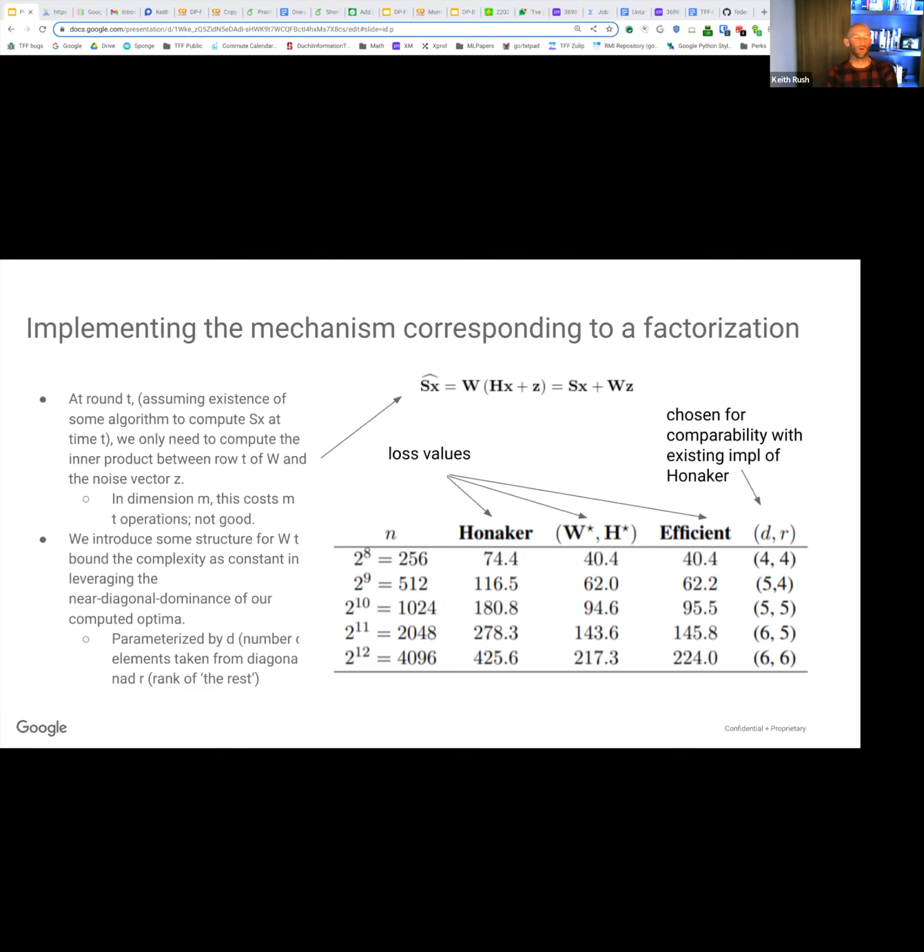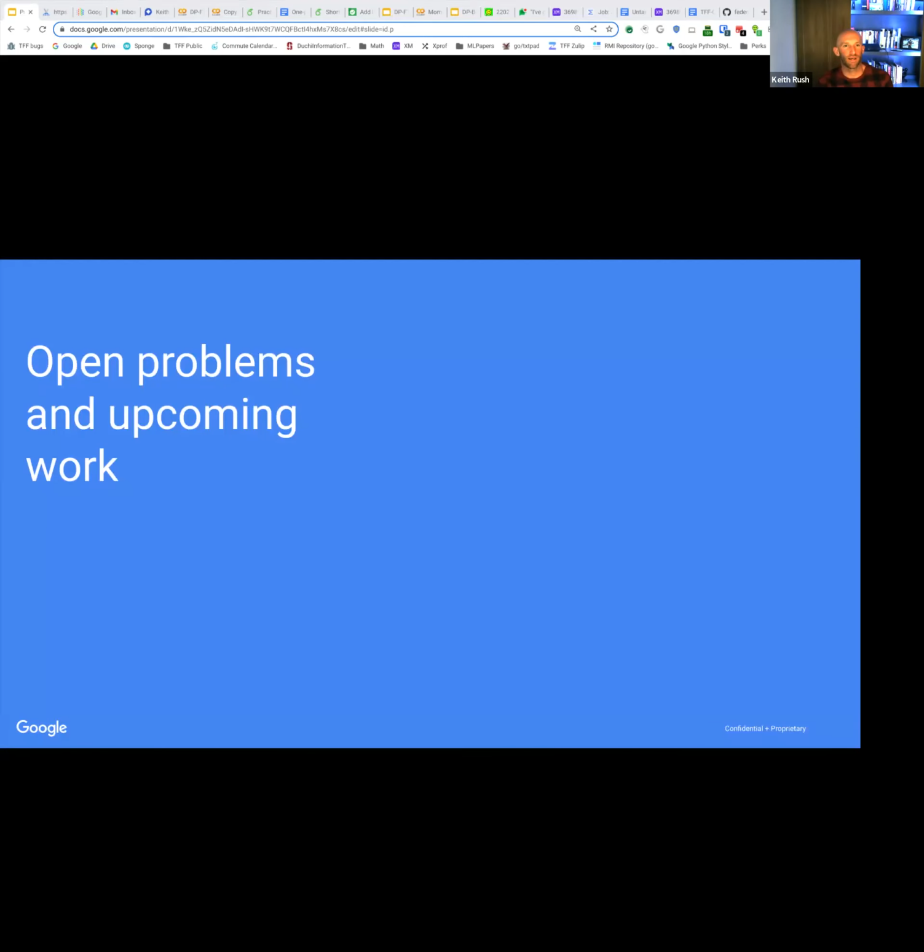One of the things that you can really observe from looking at these matrices is that they're mostly diagonal dominant. So if you take a bunch of elements off the diagonal and low-rank factorize the rest, the difference, you can design an algorithm which has an efficient implementation, comparable to the efficiency of the Hanukkah implementation, and keeps most of the improvement here. So the efficient one is on the right-hand side. And the D and the R there parameterize the number of elements off the diagonal and the rank of your low-rank factorization. Those are chosen such that the memory requirements in particular, and really the computational requirements generally, are comparable to those of the Hanukkah estimator for the same dimensionality.